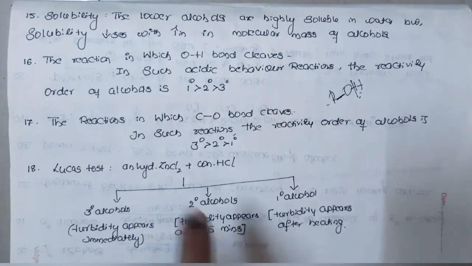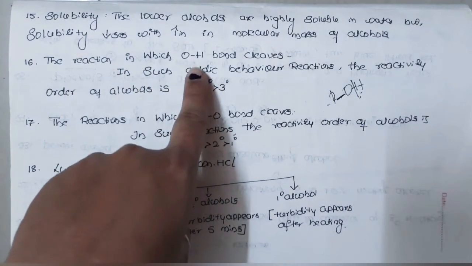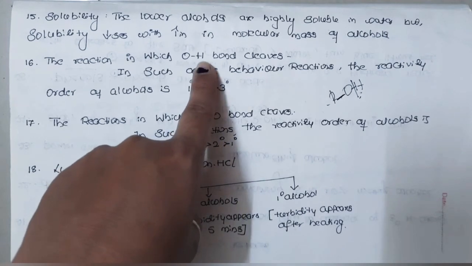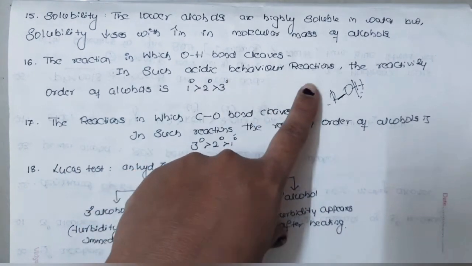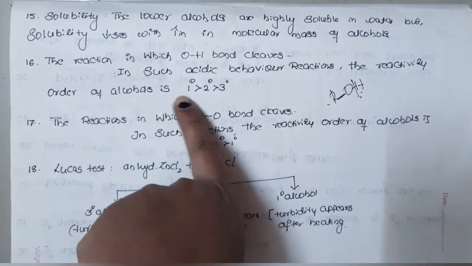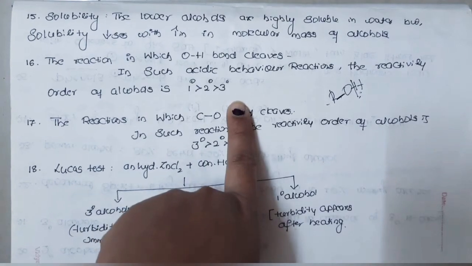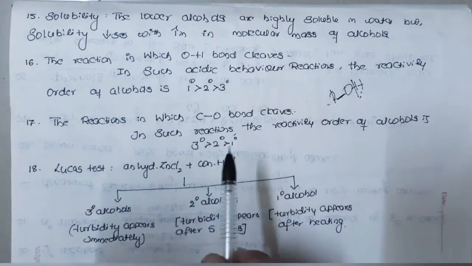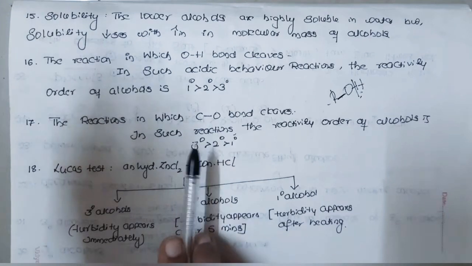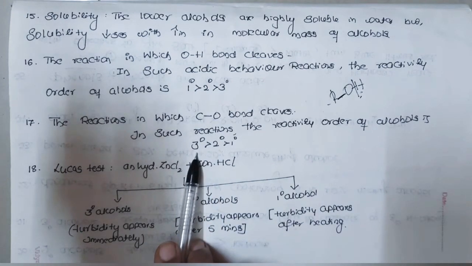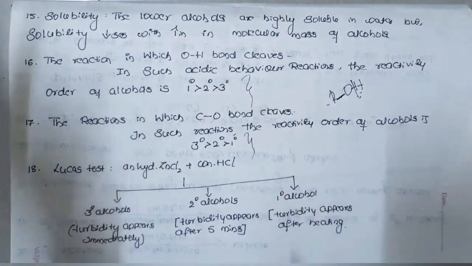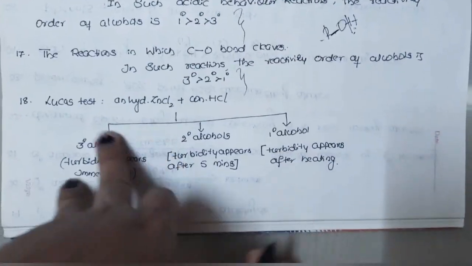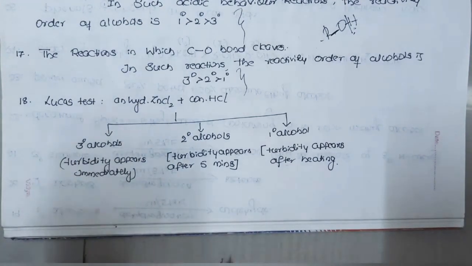Based on that, if the OH bond is getting cleaved, in such acidic behavior reactions the reactivity order of alcohols is primary, secondary, followed by tertiary. But when the CO bond breaks, the order of reactivity is tertiary highly reactive, followed by secondary and primary. This is a difference you have to remember, and they may ask you questions based on this.